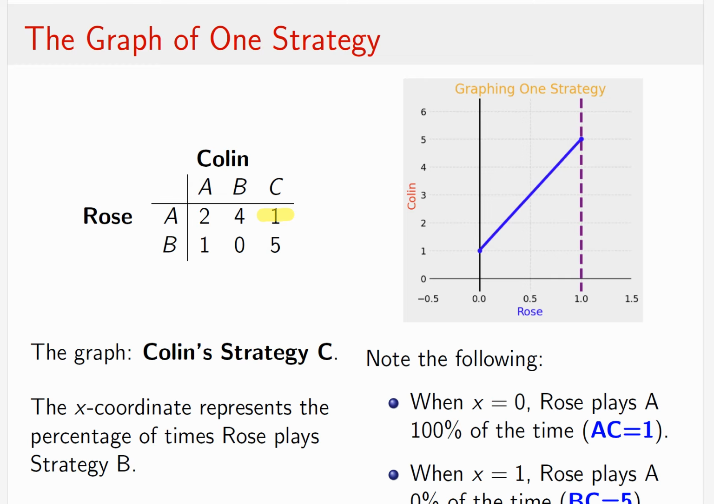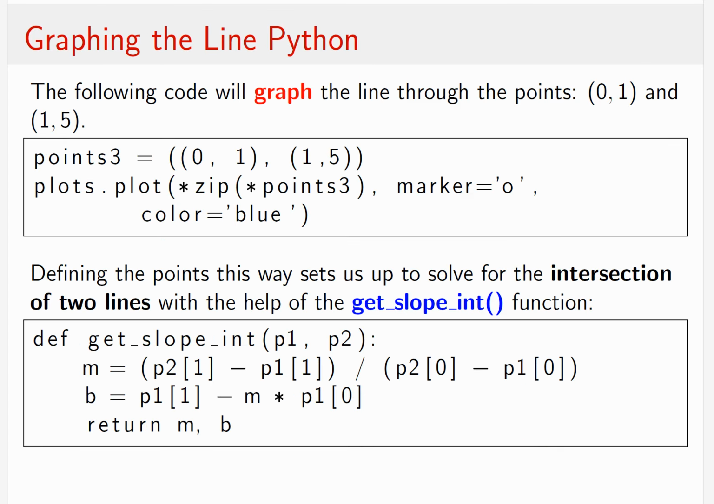When x equals 0, Rose is playing A 100% of the time, so it's a value of 1. And when x equals 1, that's a value of 5, because Rose is playing A 0% of the time there. 100% of the time she's playing B there. Okay, getting rid of some of the mess. All right, and moving forward.